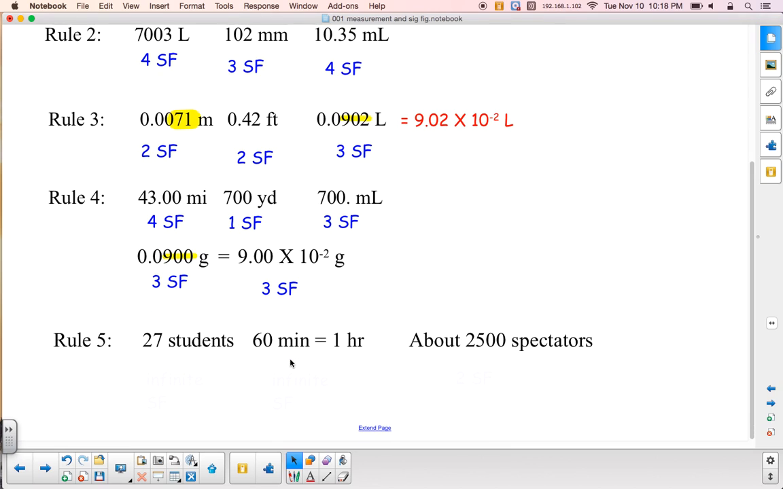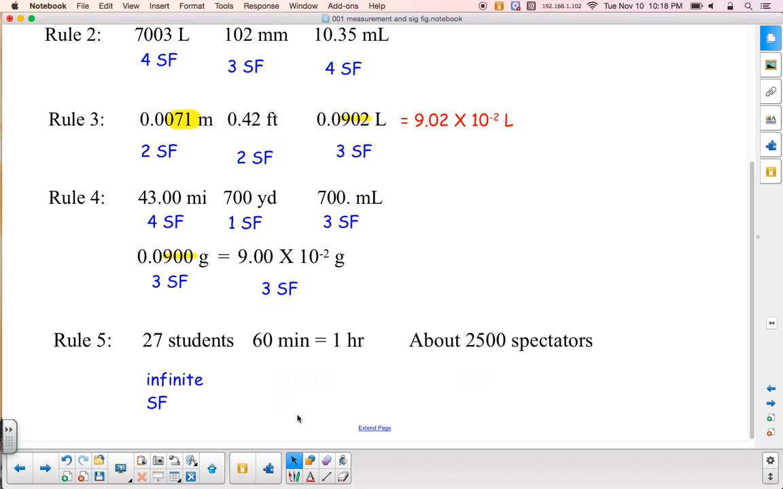Rule 5 deals with things that we count and things that we define. If I have a room full of students and somebody asks me how many I have, I would count you one by one, and there would be no uncertainty. When I say that I have 27 students in my classroom, there's no chance that I have 26.5 or 27.4. 27 students is an exactly counted number.